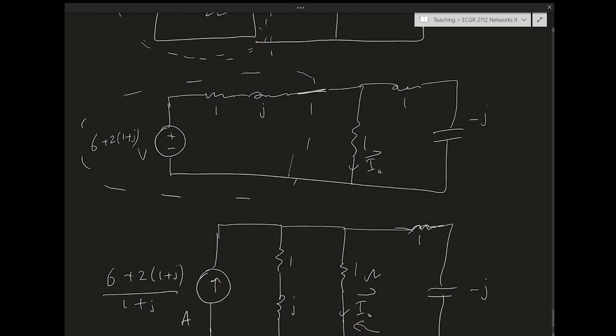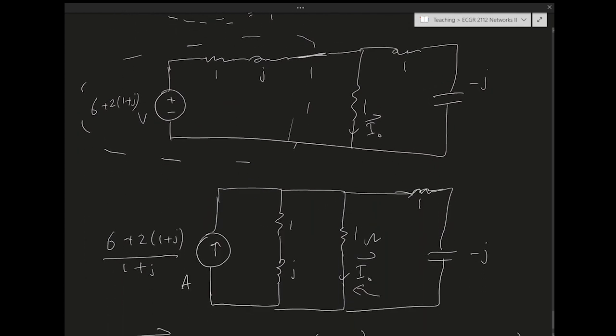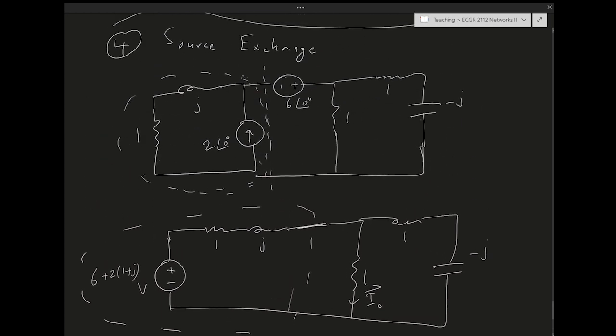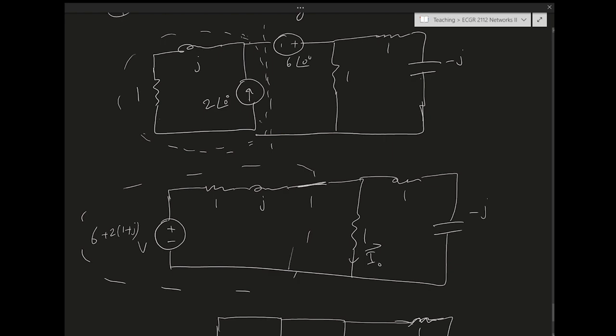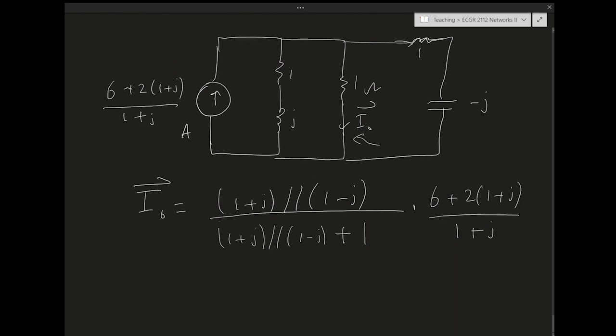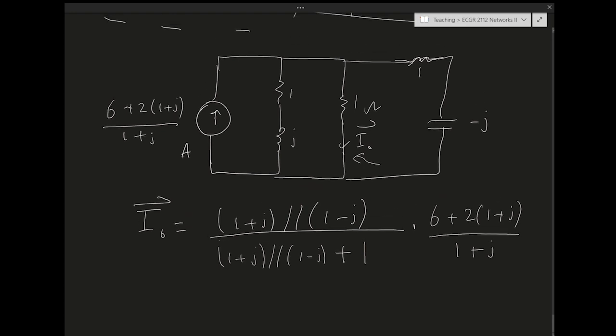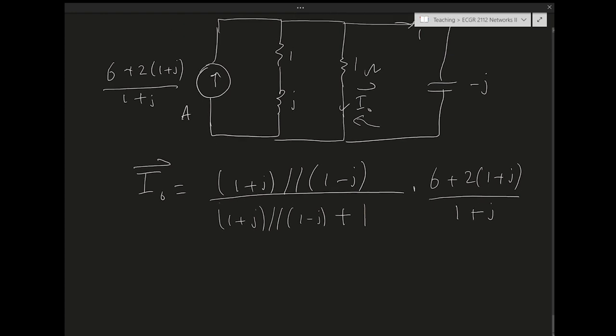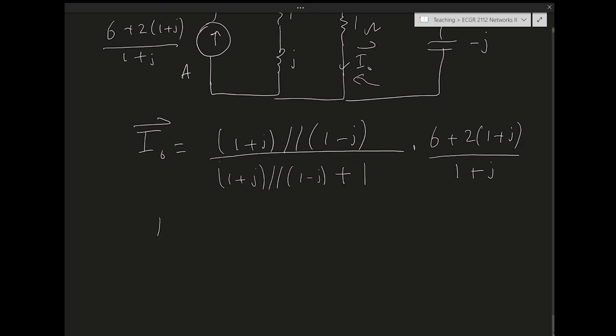After we did that, we summed up the voltage sources, and we ended up with this voltage source and impedance. We turned it back into a current source with an impedance in parallel, and then we used the current divider equation to find IO. So all that remains is for us to just calculate this.